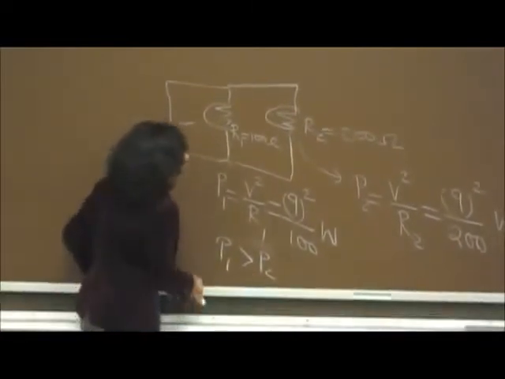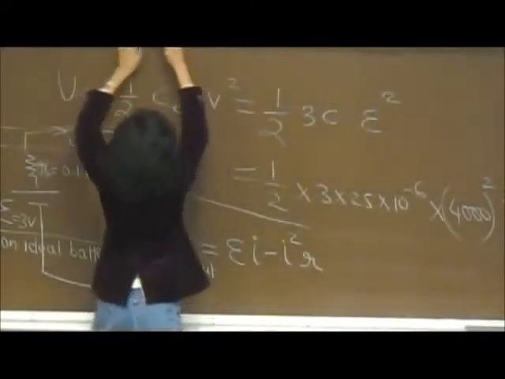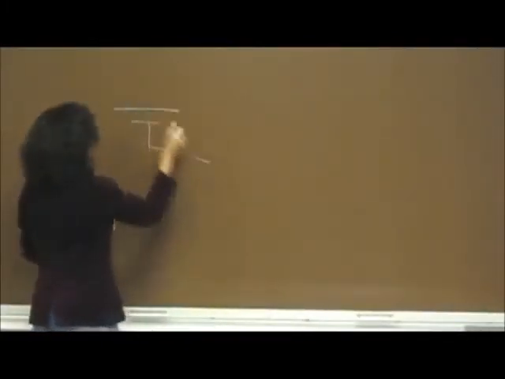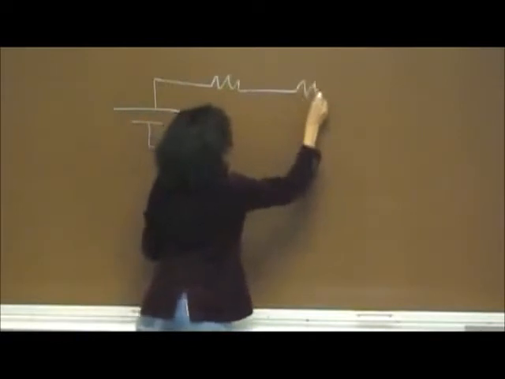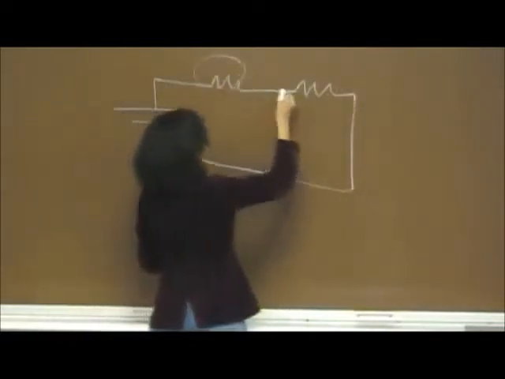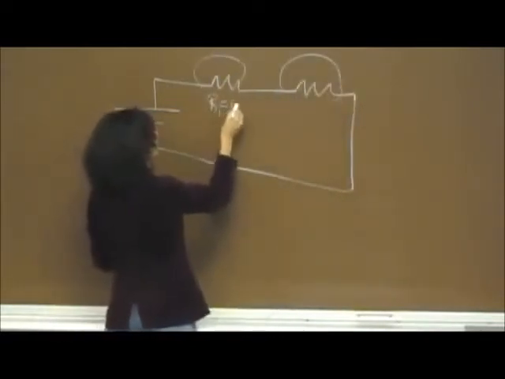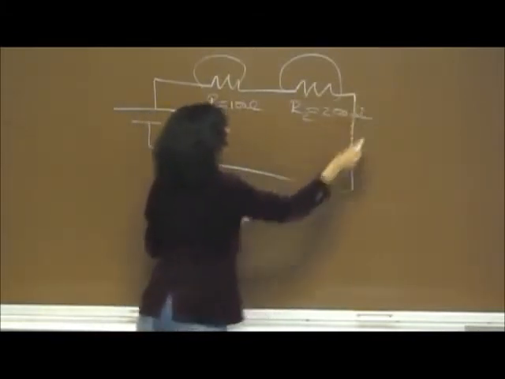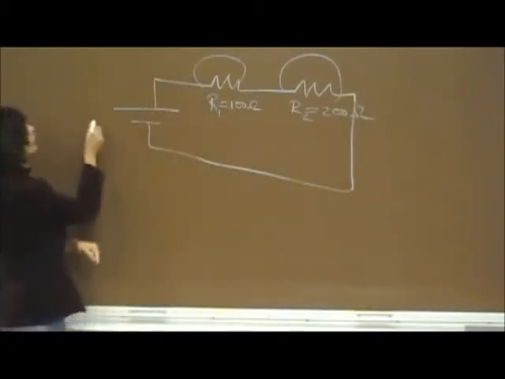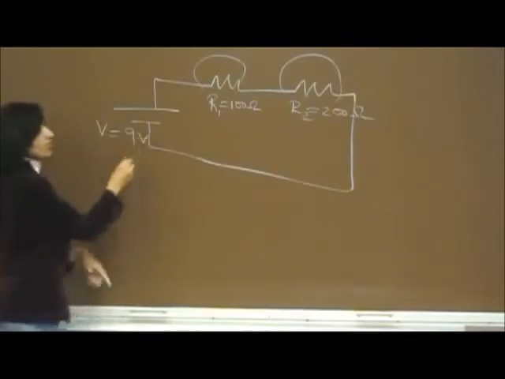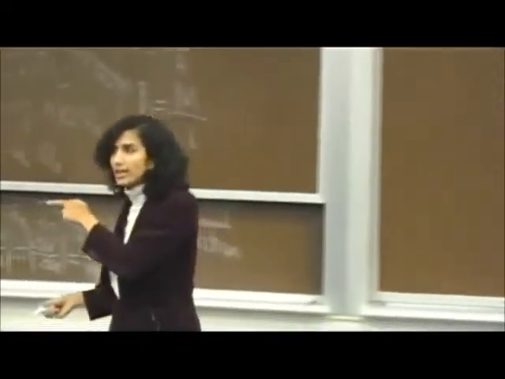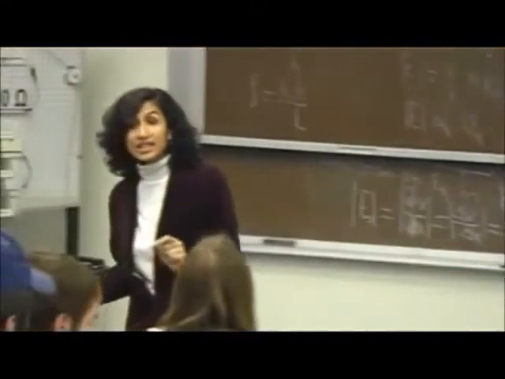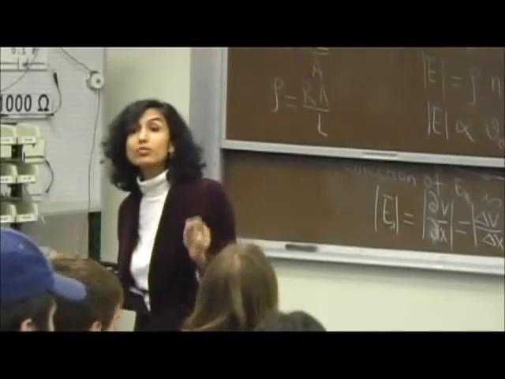On the other hand, if I took exactly the same two light bulbs but connected them like this, what would happen then? I have this light bulb, this light bulb, R1 is equal to 100 ohms, R2 is equal to 200 ohms, and the question is which one is brighter? In other words, which one has a higher power dissipated? What is the answer? This time the one that has higher resistance will be brighter.